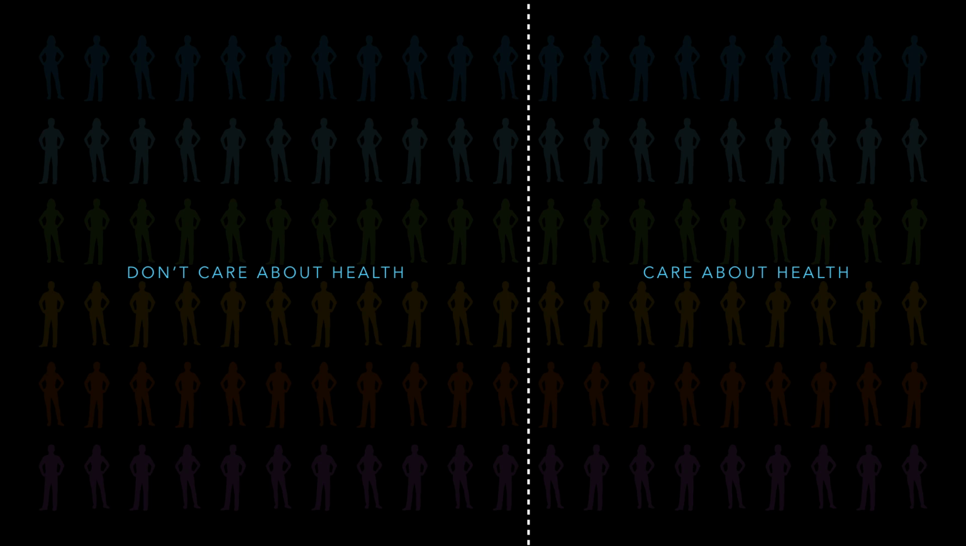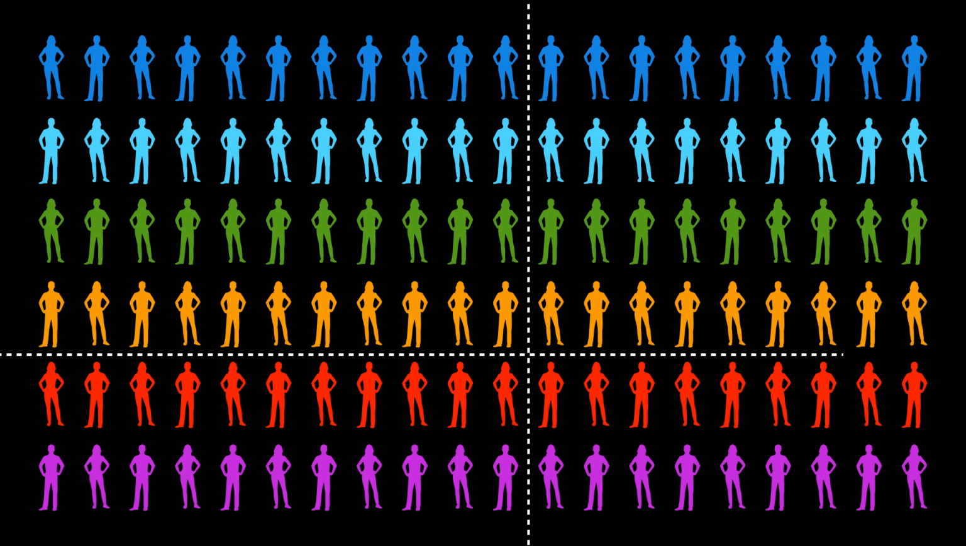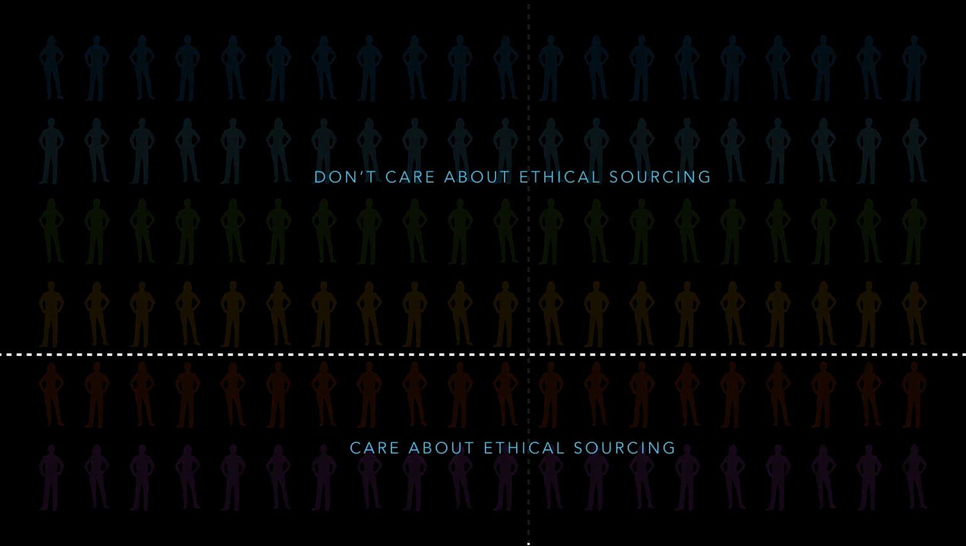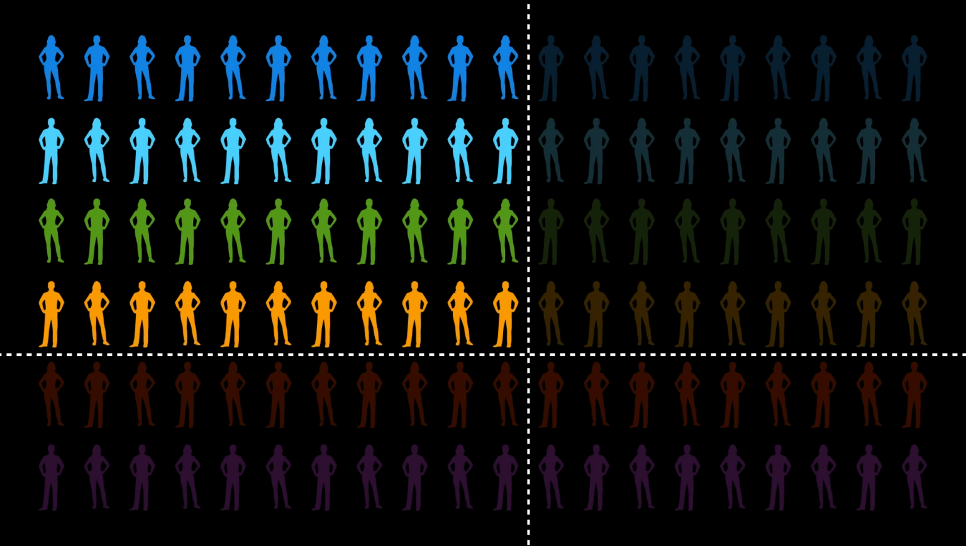We can dig further. Do customers care about ethical sourcing of ingredients? So McDonald's should only focus on market segments with both attributes. Customers with this JTBD who don't care about healthy food and who don't care about ethical sourcing.